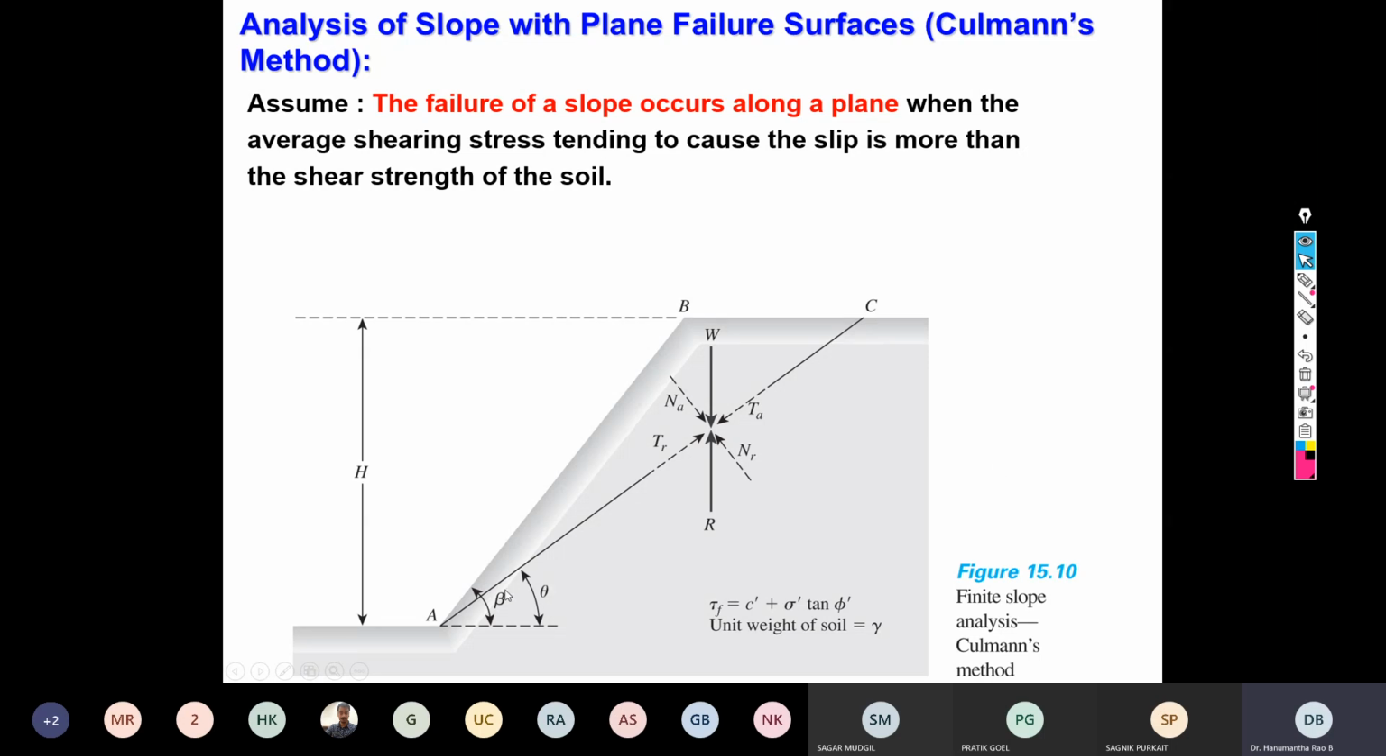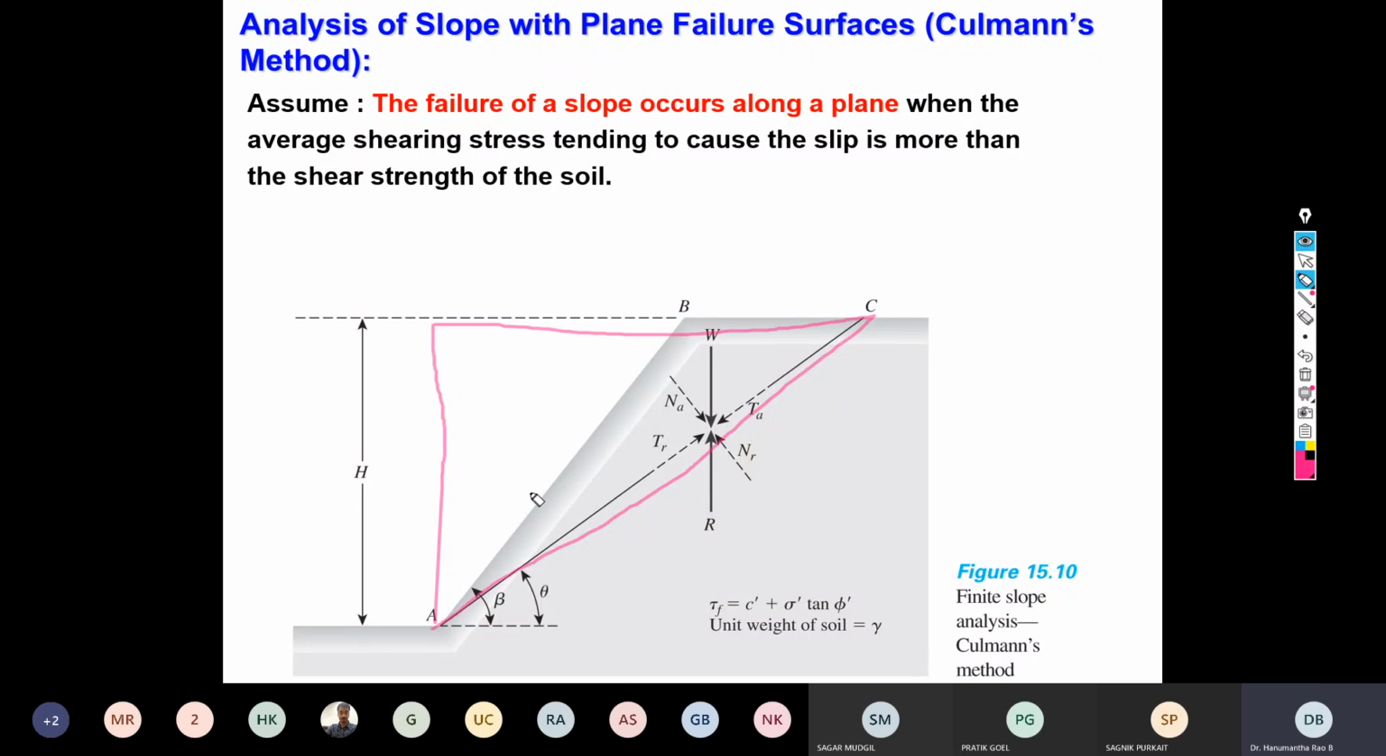When it is a wedge failure, this forms a triangular surface, a triangle. This is called a wedge. It is assumed that this entire mass of the wedge slides down, causing the failure of the slope. This is the basic assumption.